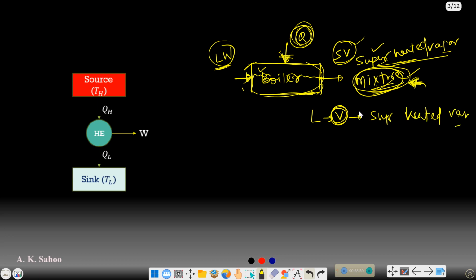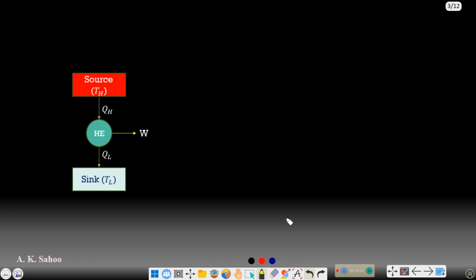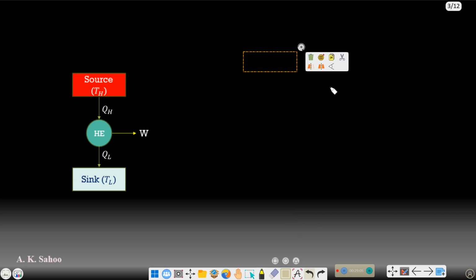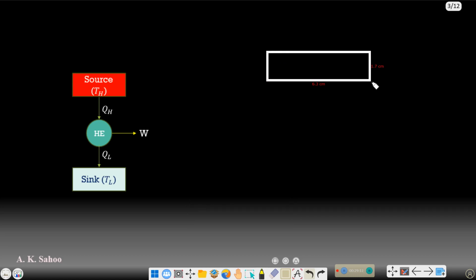So these are the devices. This is the device in which we will be producing the steam. Let us try to draw it. Sorry, it is not visible, right? So now let's draw the device, and here we are adding liquid water.